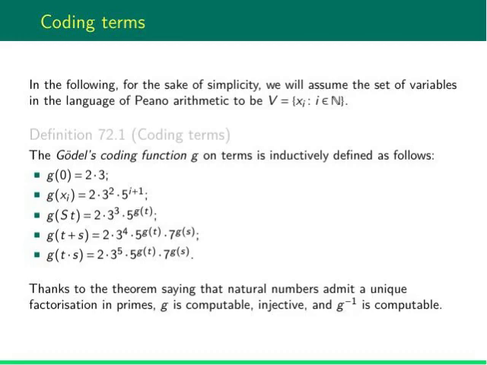Since we use just multiplication and exponentiation, g is primitive recursive. By the prime factorization theorem, g is injective. On the image of g, its inverse is primitive recursive, since division and logarithm are so.